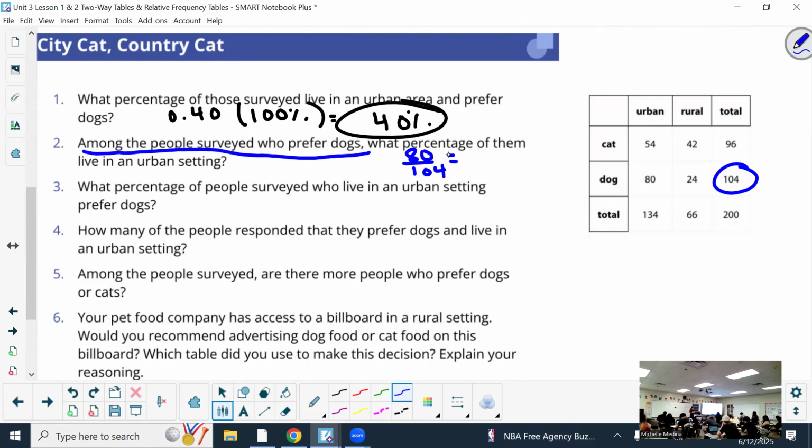And that, when I do that, is about 0.77. If I times it by 100%, it's about 77%. Just think about it. There's 16 of you guys in here, and we have 5 girls. Right? So the girls in this class make up 31% of the class.